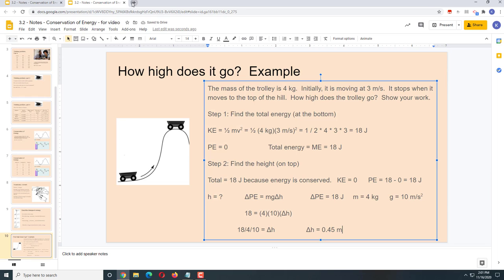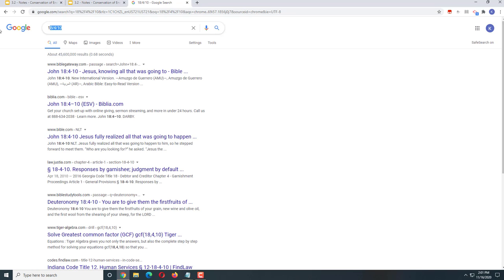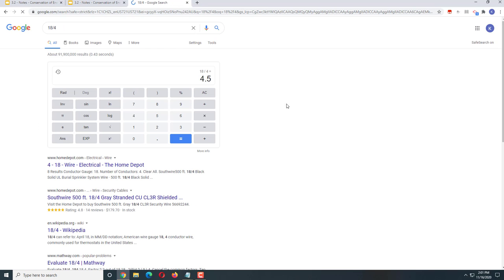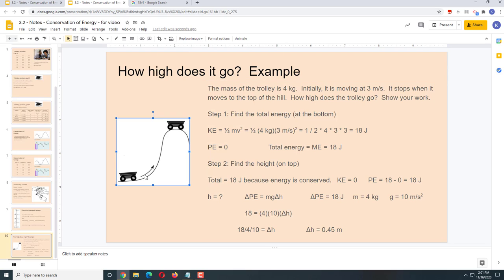We can check our calculations on the calculator on Google. 18 divided by 4, and then divide by 10. So we can say it is 0.45 meters. So if we know how fast it goes, we can figure out how high it ends up, assuming no friction, so no loss of energy. That's it.